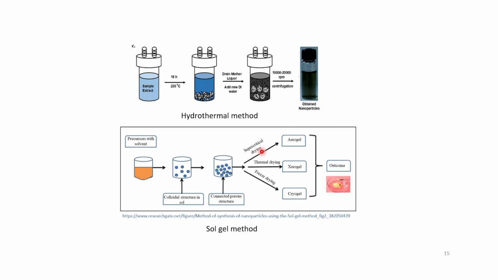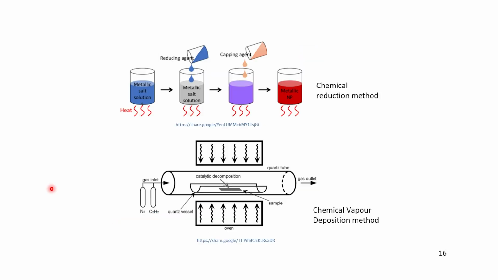So you're drying this sol solution, using supercritical drying or thermal drying or freeze drying. You're drying this into aerogel, xerogel or cryogel. So basically you are starting with the solvent, and you are drying it to obtain aerogel, xerogel or cryogel. So this is the outcome. You obtain your nanoparticles in powder form.